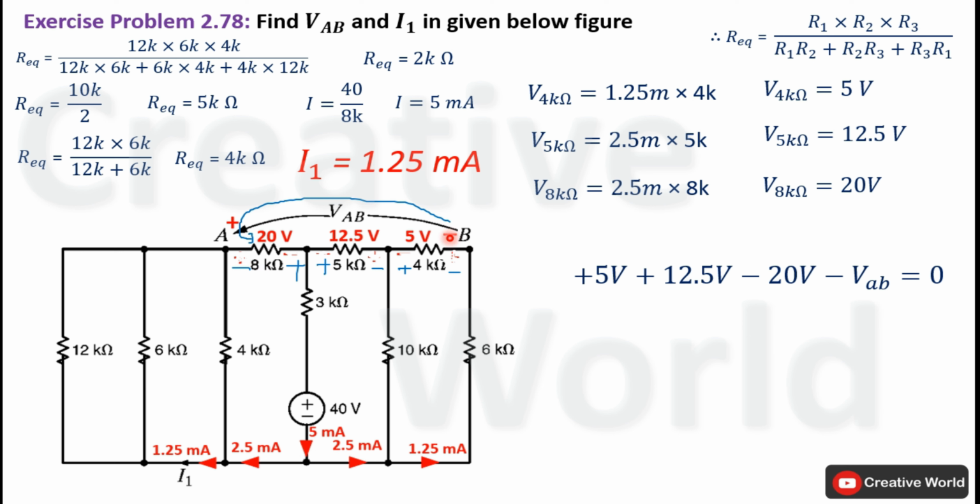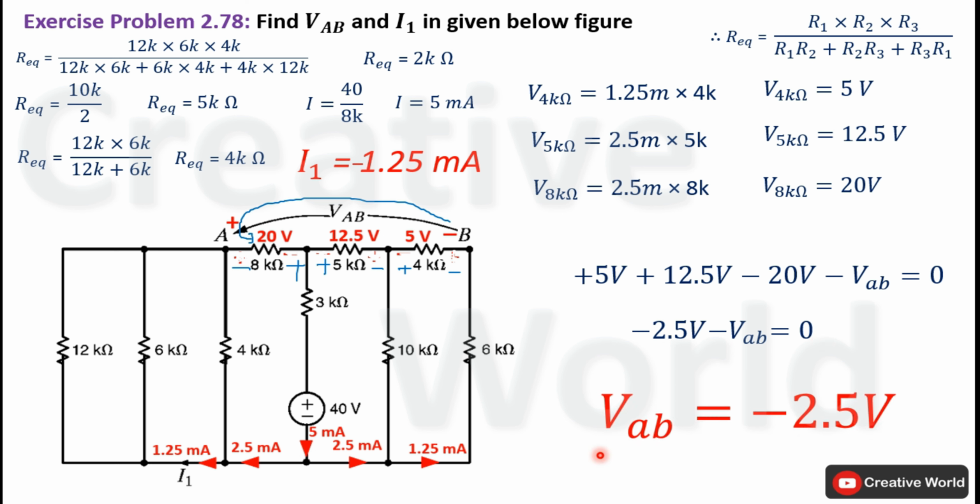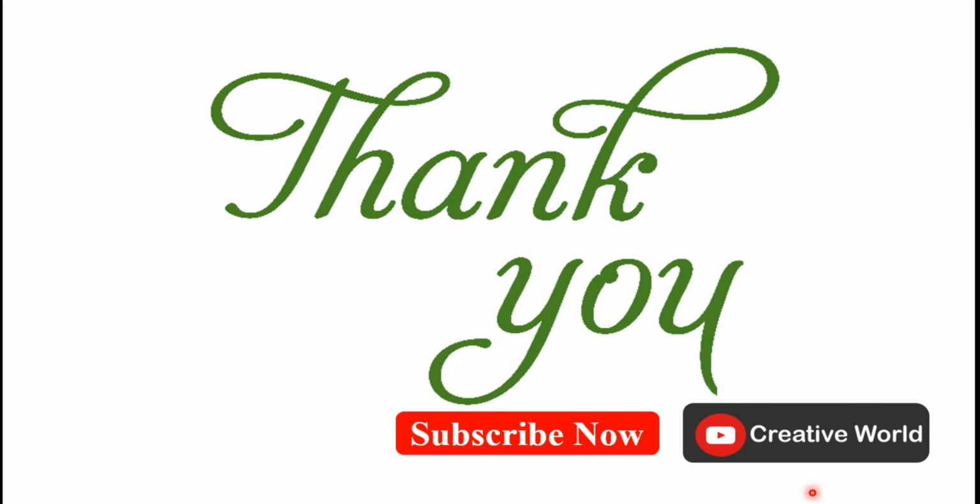Voltage VAB will also be taken with negative sign because current is entering from negative terminal. Add these values together. It will become minus 2.5 volt minus VAB equal to 0. Place minus VAB on the other hand side of equal to calculate its value, that will become minus 2.5 volt. So the value of current I1 inside this network is minus 1.25 milliampere and VAB is minus 2.5 volt. This was exercise problem number 2.78. Thank you. See you again in next video.